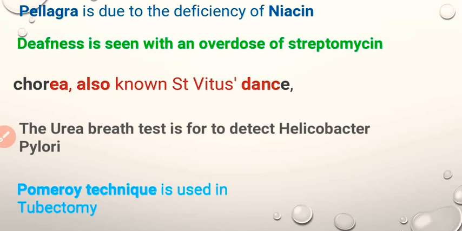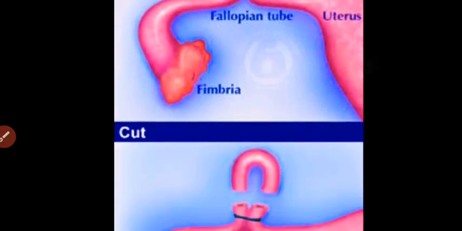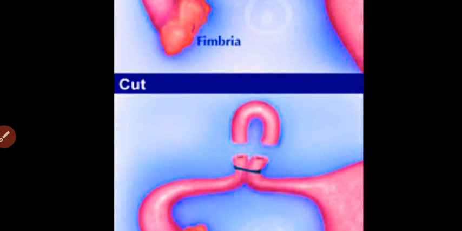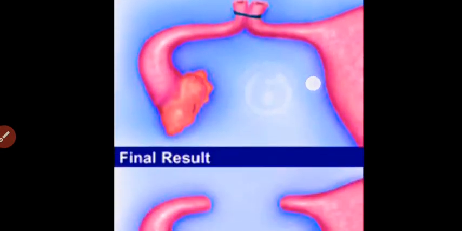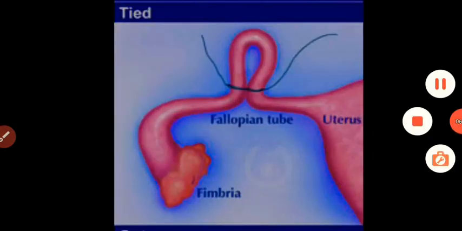Next, the Pomeroy technique is used in tubectomy. The Pomeroy technique is one kind of technique used in tubal ligation, and it is the most common technique used in tubal ligation procedures. Here you can see the Pomeroy procedure. Firstly, we have to tie the fallopian tube with catgut suture, and then we have to cut or excise the part. The final result of the Pomeroy technique is tubal anastomosis. So this is the Pomeroy procedure, mainly used in tubectomy or tubal ligation.